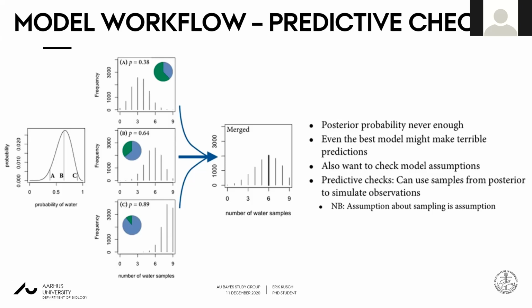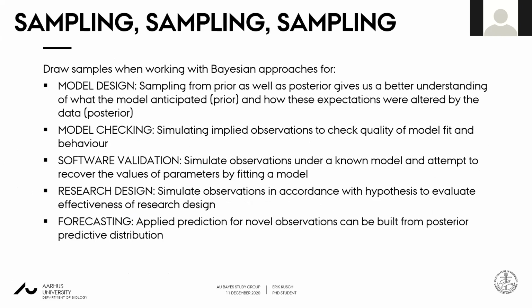And all of this sounds a bit confusing, at least to me it did. So I went to the Introduction to WinBUGS book and looked a bit more at this, which is actually still from McElreath, I think, and the next slide is from the WinBUGS book. When we draw samples from the posterior, we do so to check for a few things. The first one is model design. We can sample from a prior as well as from a posterior to then get a better understanding of what the model anticipated, meaning the prior, and how those expectations were then altered by showing the data, which then leads to a posterior.